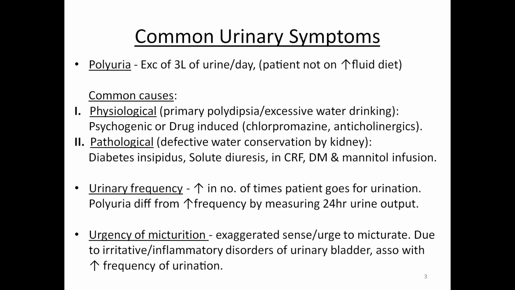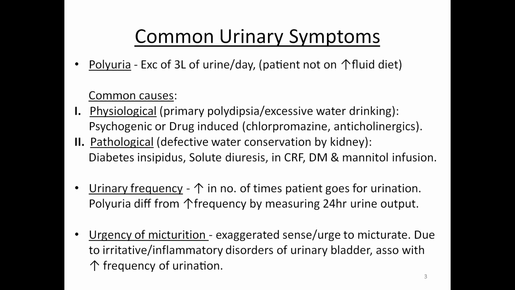So this is physiological. What can be the pathological causes? That means if there is defective water conservation by the kidney. That can happen in case of diabetes insipidus or solute diuresis, as happens in chronic renal failure, diabetes mellitus, and mannitol infusion. Or even in natriuresis, which occurs in salt-losing nephropathy and also due to effects of some diuretics. So this is about the pathological causes of polyuria.